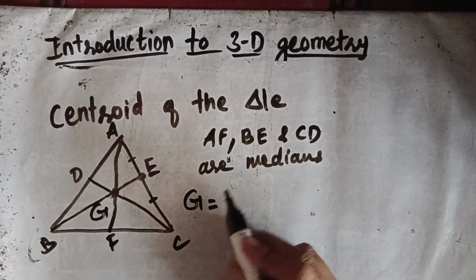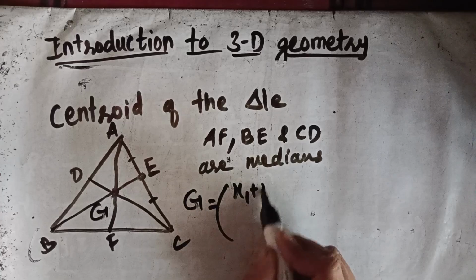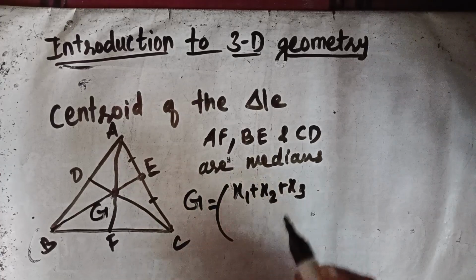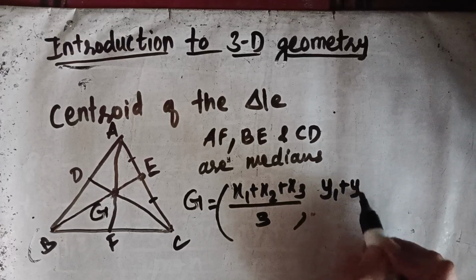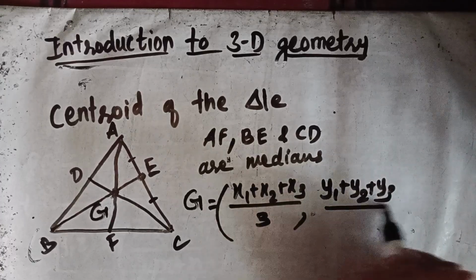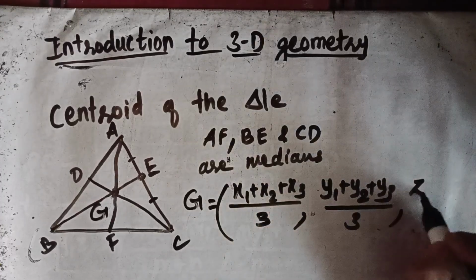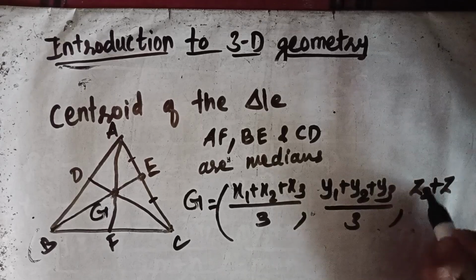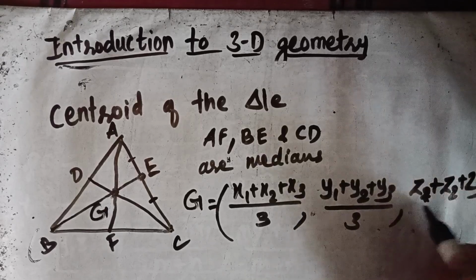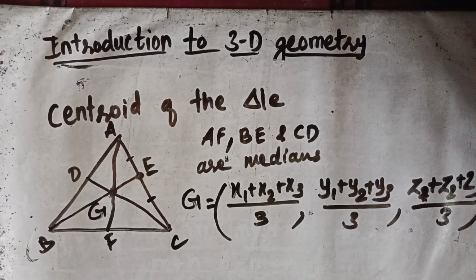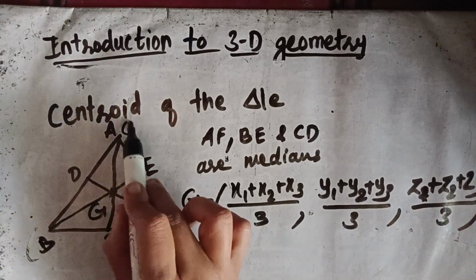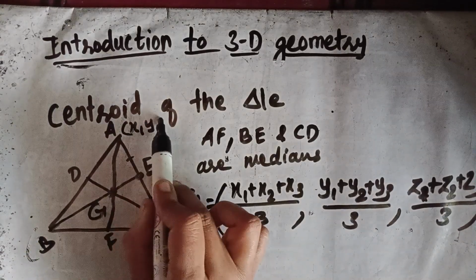The formula is (x1 plus x2 plus x3) divided by 3, (y1 plus y2 plus y3) divided by 3, and (z1 plus z2 plus z3) divided by 3. These are the coordinates of A, B and C.